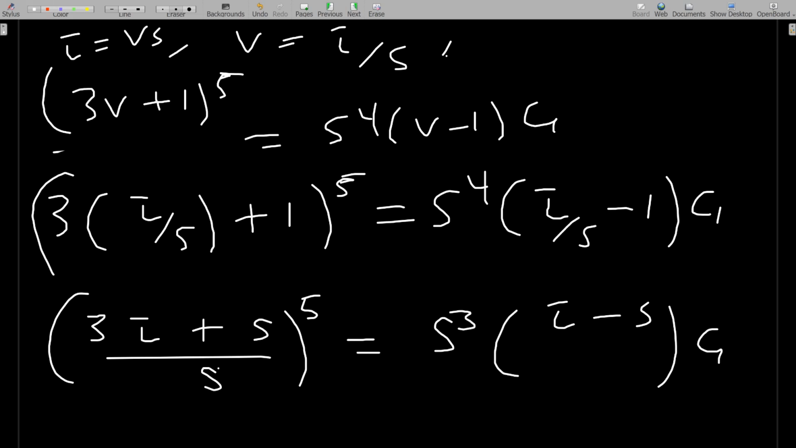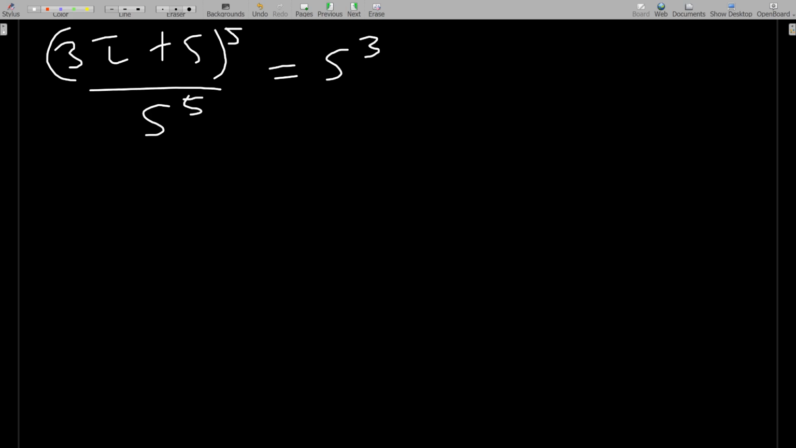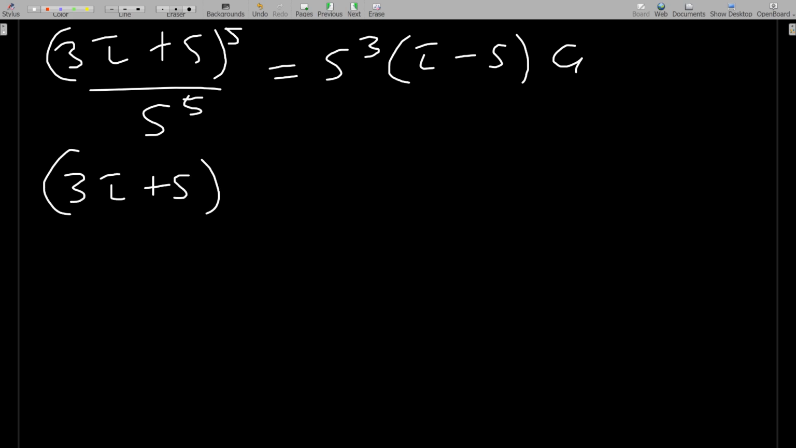Now the left side is the same as writing (3 tau plus s) all to the power 5 over s to the power 5 equals s to the power 3 times (tau minus s) times c1. This will give me (3 tau plus s) to the power 5 being equal to, when I multiply it through, s to the power 8, then (tau minus s), c1. I hope you get this.